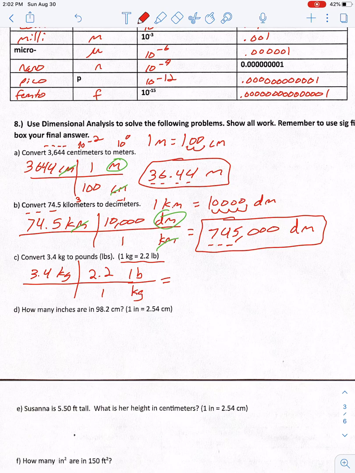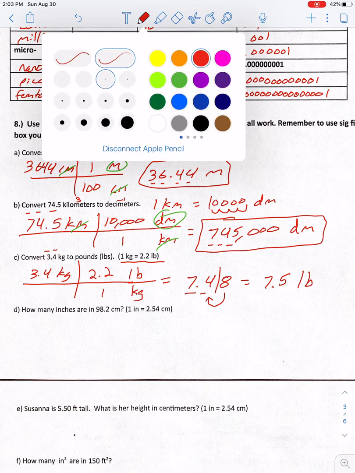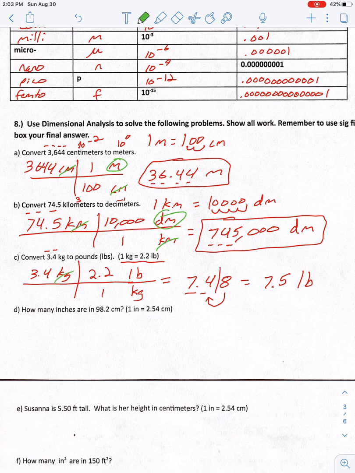Now we simply just do our math. So 3.4 times 2.2 gives me 7.48. Okay, so if I look back where I started, I only had 2 significant figures to start with. So I can only have 2 to end with. That 8 is going to tell me that I round up. So my answer would be 7.5 pounds. Okay, because our units are going to cancel out. Kilograms cancel out. I'm in pounds. So we are done.